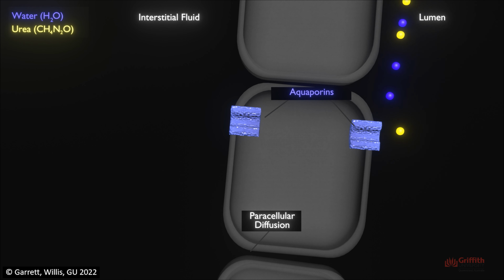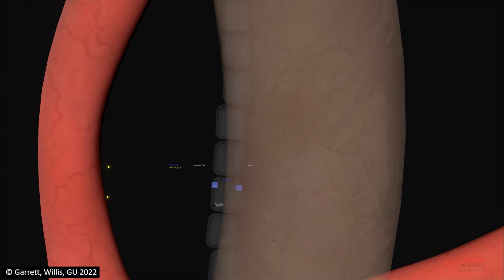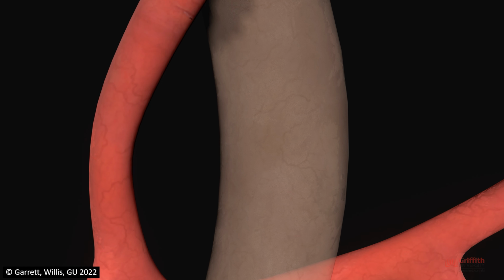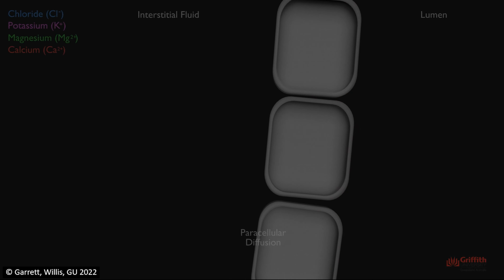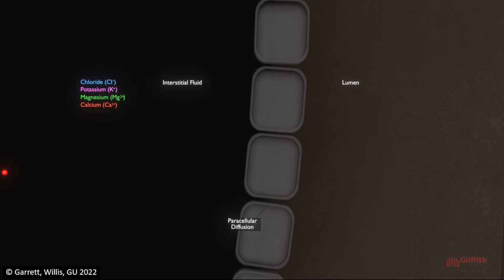Water moves due to osmosis through dedicated channels called aquaporins, while urea takes advantage of the paracellular route. The removal of water increases the concentration of the solutes in the filtrate and encourages their movement out of the proximal convoluted tubule. Chloride, potassium, magnesium, and calcium exit the proximal convoluted tubule via paracellular diffusion.